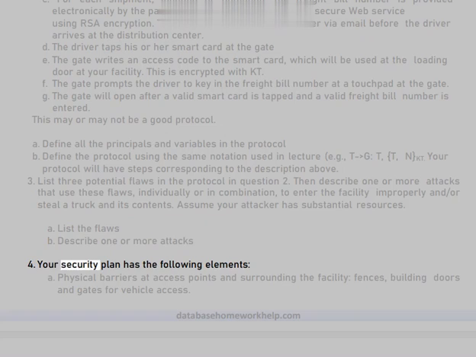4. Your security plan has the following elements. A. Physical barriers at access points and surrounding the facility, fences, building doors and gates for vehicle access.